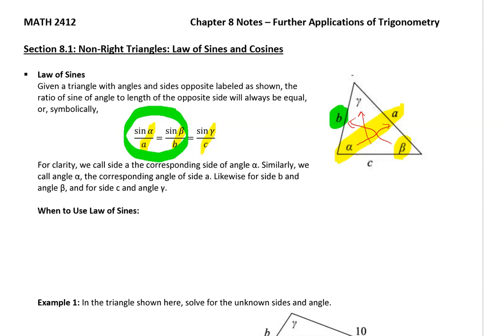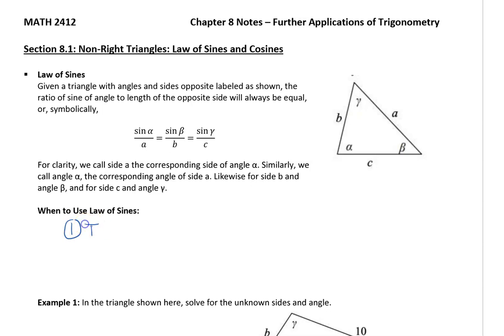So for clarity, we will call A the corresponding side of angle alpha. Similarly, we will call angle alpha the corresponding angle of side A. Likewise for side B and angle beta, and for side C and angle lambda. And so you are going to see quite a few examples of this law of sines as we go forward, and I think you're really going to like this one. So let me give you some tips on when to use the law of sines.